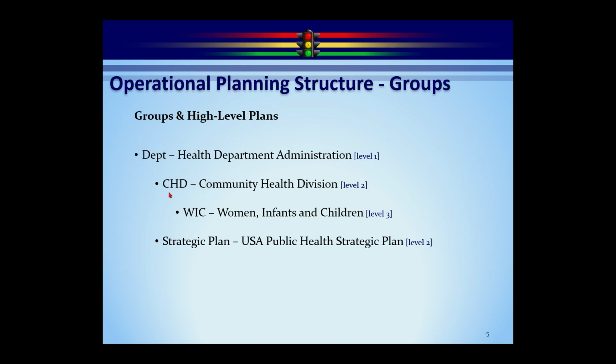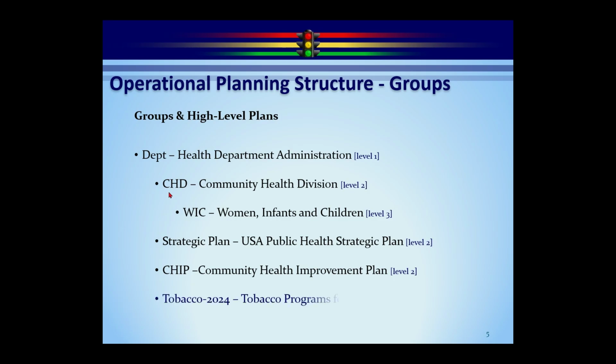The highest level plans, your Fab 6 packet plans, are typically independent groups. So your strategic plan is a group within itself. It's level 2, as you can see, reporting to the department. Your CHIP, same thing. It's going to typically be a level 2 group reporting to the department. Today, we're going to work on the same example we did in the overview, the Tobacco 2024 group. So the Tobacco 2024 group will be a group within itself here.